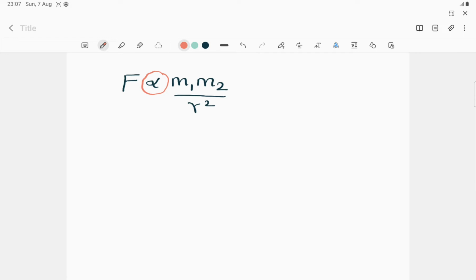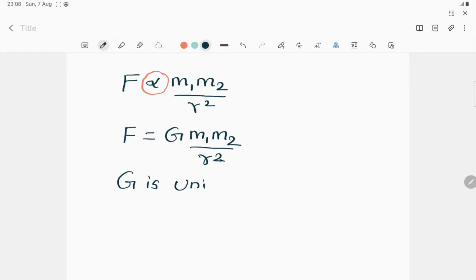What is proportionality? Proportionality states that when something increases, the other factor that is related to it also increases or decreases. Directly proportional will increase and inversely proportional will decrease. So now F will be equal to G m1 m2 upon r square, where G is the universal gravitational constant.